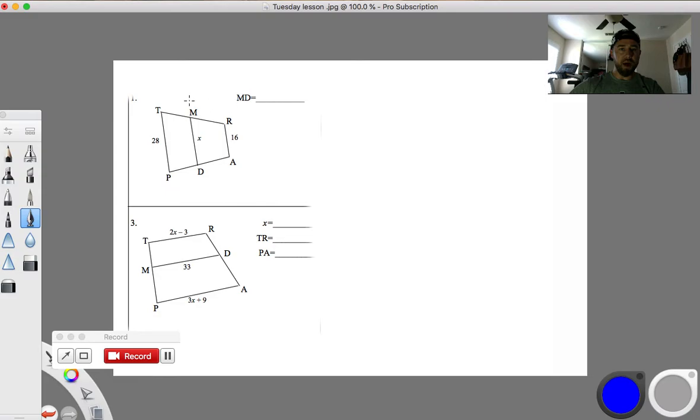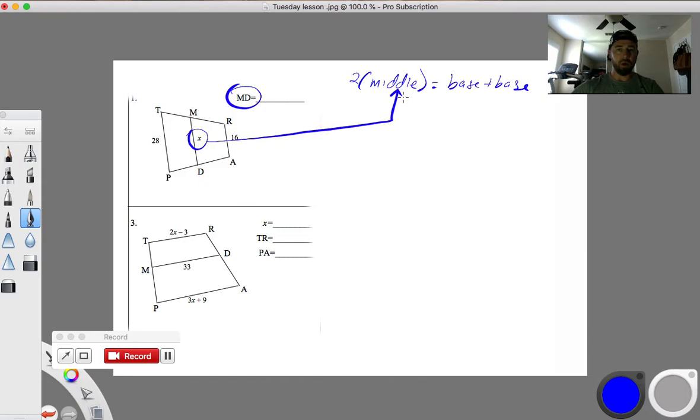They want us to find, what do they want us to find? They want us to find MD. Well, where is MD? MD is right here in the middle. It's that mid-segment. So let's come back to our lesson. Remember, our lesson said, hey, 2 times the middle equals our base plus our base. Okay, so let's go ahead and substitute these guys in. Well, this is our middle, isn't it? He's in the middle. That's our mid-segment. So that's going to go right where it says middle.